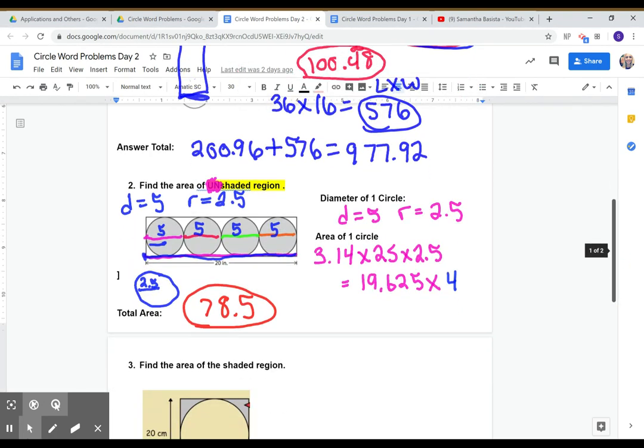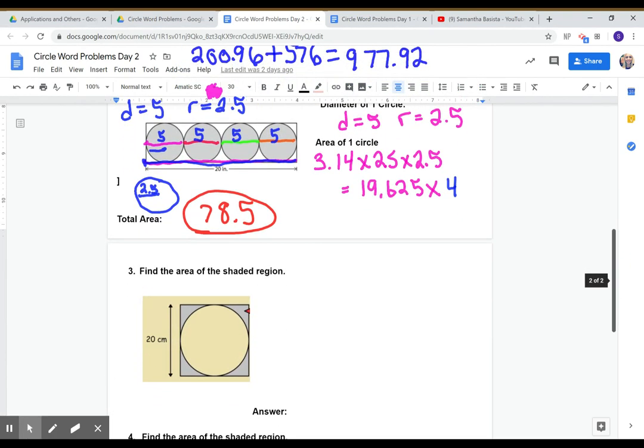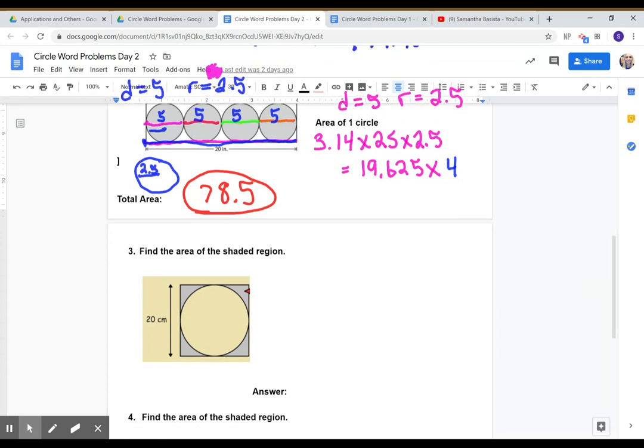All right, let's try number 3. Okay, find the area of the shaded region. So let's figure out what do I need. Okay, to find the area of the shaded region, I first need to find the area. Let me actually draw a picture first.